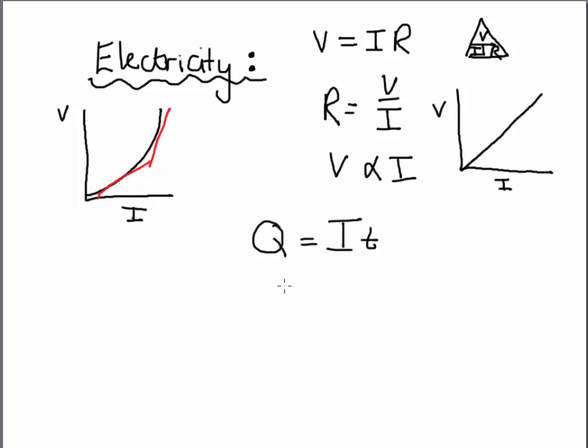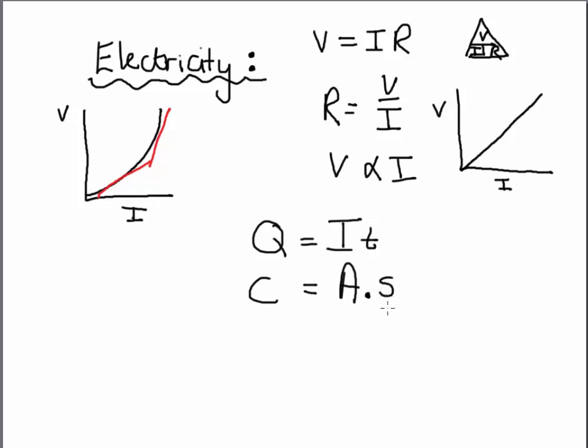Q is a symbol for charge. It's measured in Coulomb. And we know that I is a symbol for current. It's measured in ampere. And T is a symbol for time. It's measured in seconds. So we can basically say charge measured in Coulomb is going to be equal to the amount of amperes multiplied by the time.